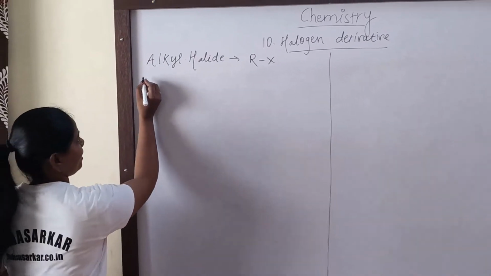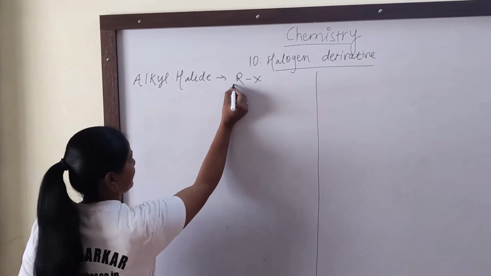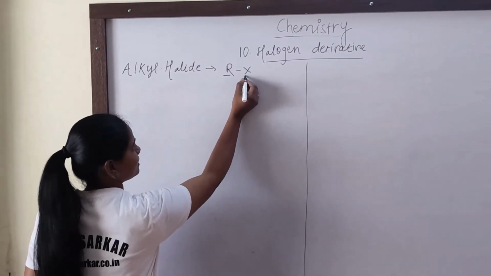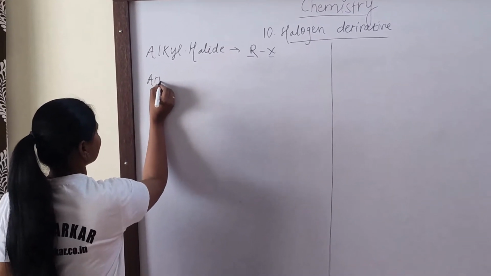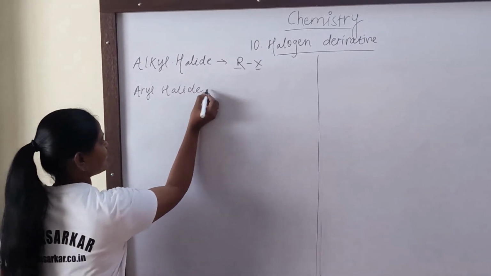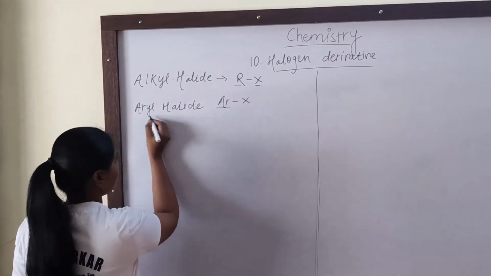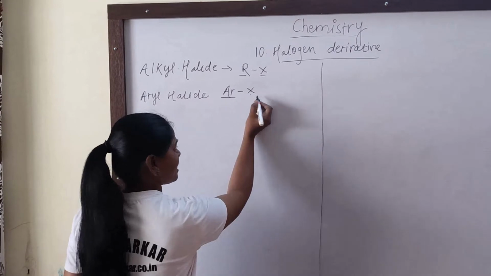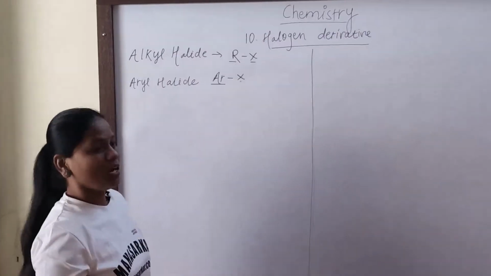Similarly, like alkyl halide, how is it represented? Alkyl is generally represented by R, and halide means halogen atom, which is generally represented by X. Similarly, aryl halide, also known as haloarenes, is represented as ArX. Ar means what? Aryl means an aromatic ring, and the halogen is as usual represented by X. So this is the introduction.